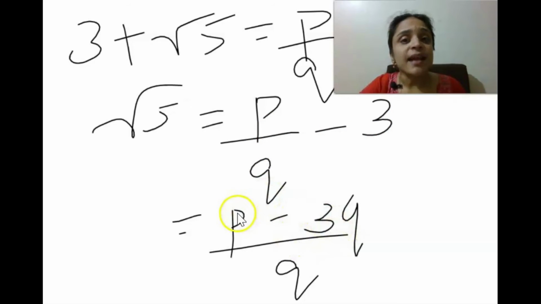And this is a rational number. p and q are co-primes, so p minus 3q by q will be rational. But we have seen that root 5 is an irrational number. So how can root 5 be equal to p minus 3q by q? That is, an irrational number cannot be equal to a rational number, which contradicts our assumption that 3 plus root 5 is a rational number. From this we can say that 3 plus root 5 is an irrational number.